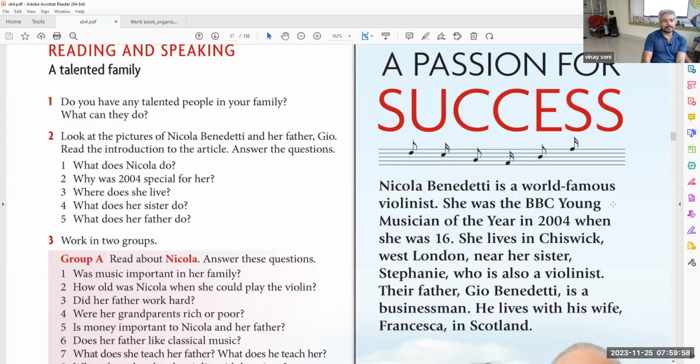Do you have any talented people in your family? What can they do? Well, yes, in my family, I have some talented people. My mom, she can sing well. And she can also do mimicry. She is very good at it. But she doesn't do it when you ask her to. She only does it while she is in a conversation, and she will suddenly mimic one of our relatives. But if you ask her to repeat that, she will never do it. She's too shy.